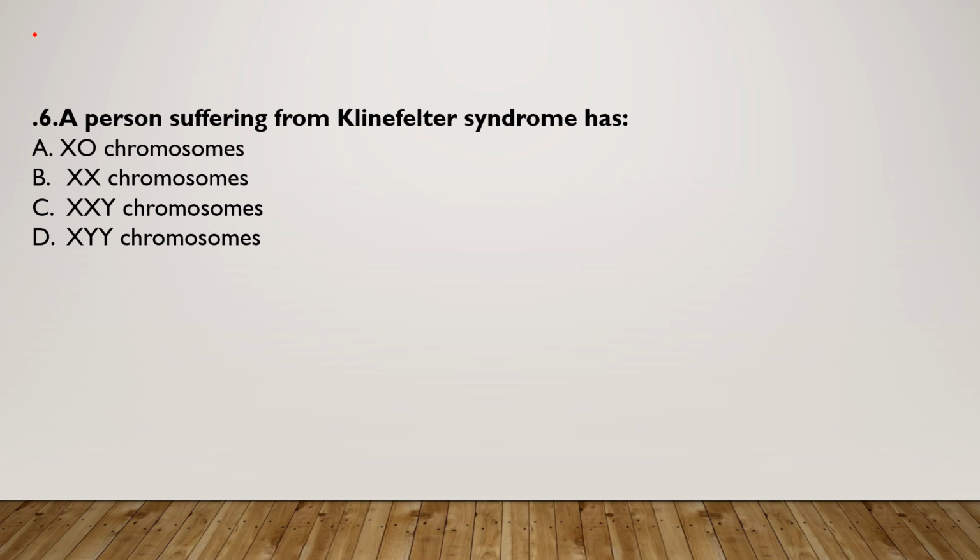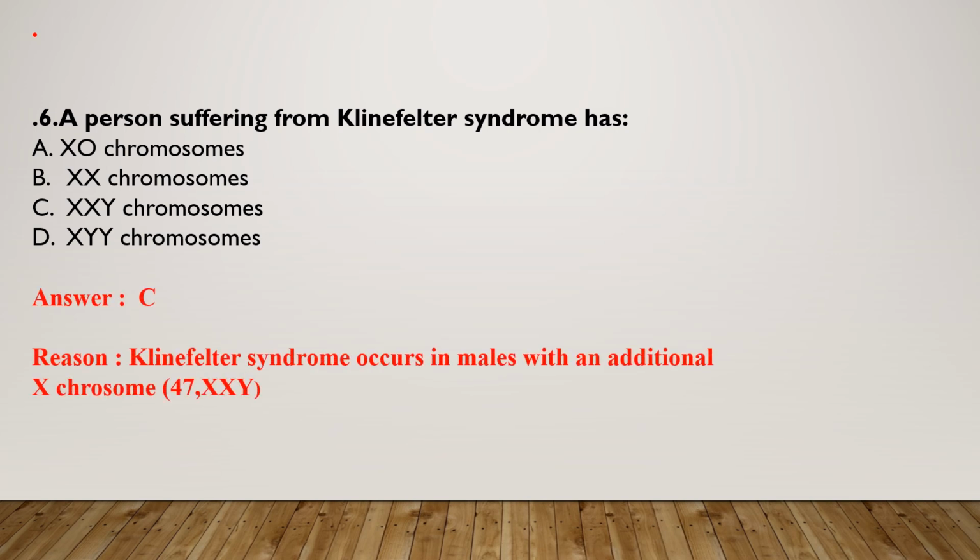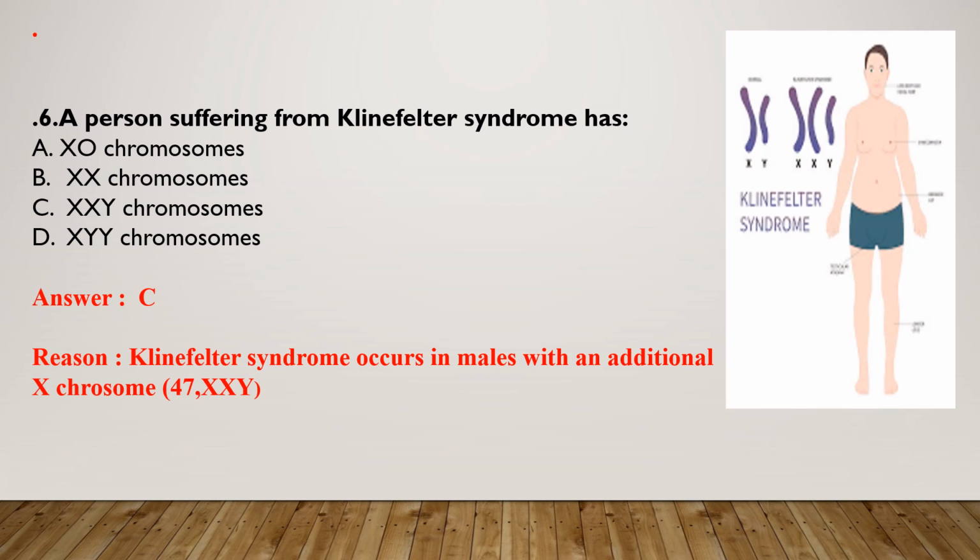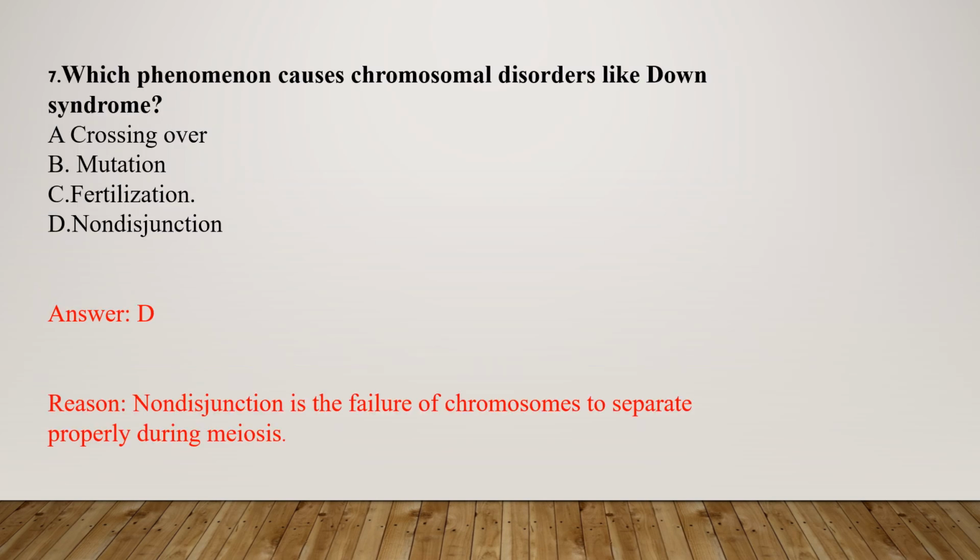A person suffering from Klinefelter syndrome has which chromosomes: XO, XX, XXY, or XYY? The answer is C, Klinefelter syndrome occurs in males with an additional X chromosome, that is 47, XXY chromosomes. You can see this figure, this is the condition, Klinefelter syndrome.